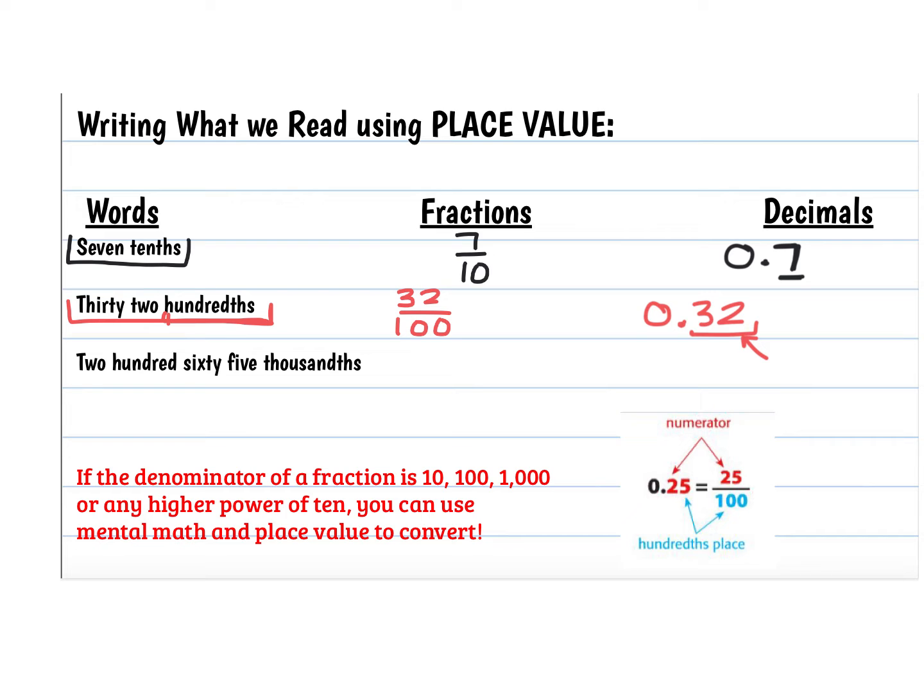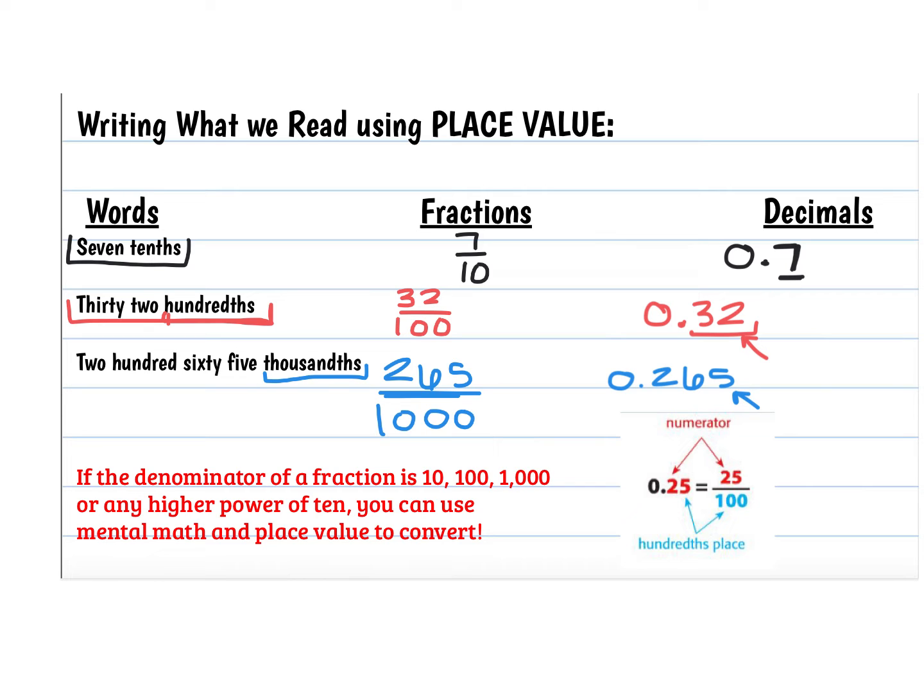And then 265 thousandths. Thousandths tells me that's going to be my denominator. It also tells me that's the place that the number is going to end in after the decimal. So then we have 0.265 because the 5 is in the thousandths place.